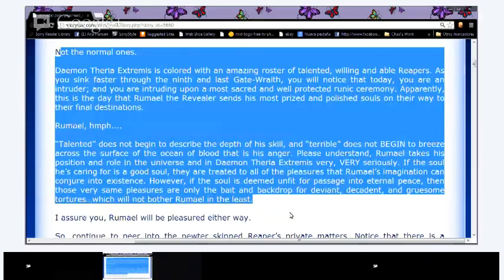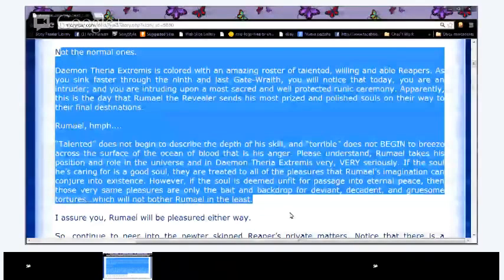Not the normal ones. Demon Fairy Extremis is colored with an amazing roster of talented, willing and able reapers. As you think faster through the ninth and last gate wraith, you will notice that today you are an intruder. And you are intruding upon a most sacred and well-protected running ceremony. Apparently, this is the day that Romeo, the wielder, sends his most prized and polished souls on their way to the final destinations. Romeo, talented, does not begin to describe the depth of his skill and terrible. Does not begin to breeze across the surface of the ocean of blood that is his anger.